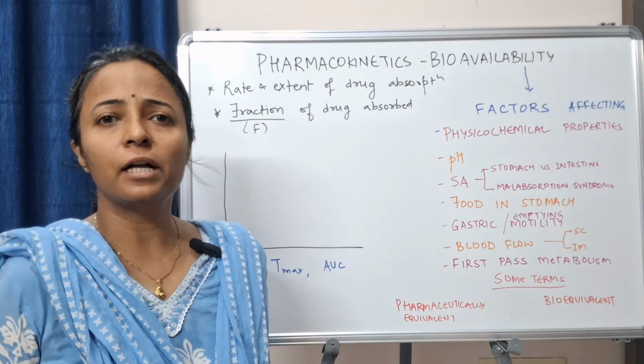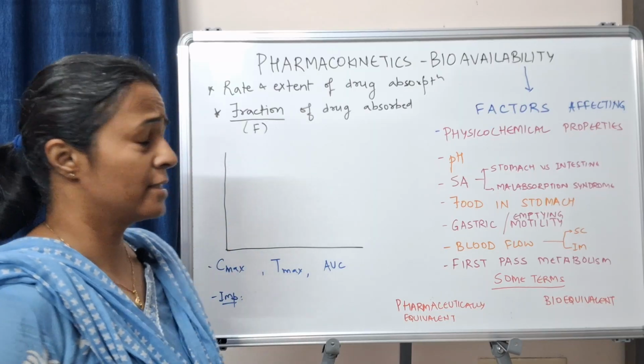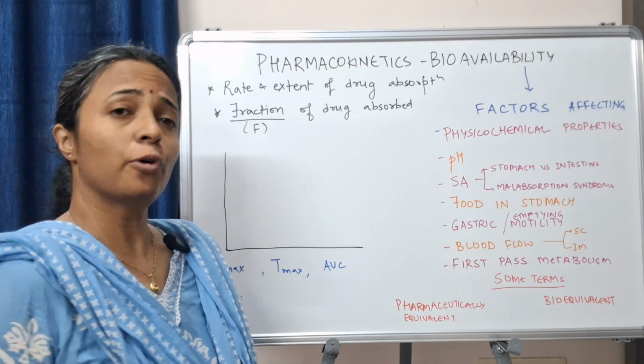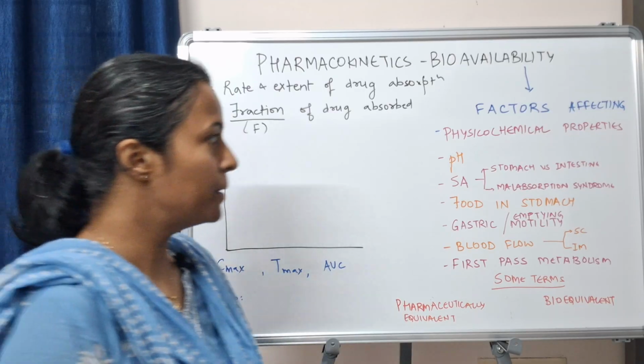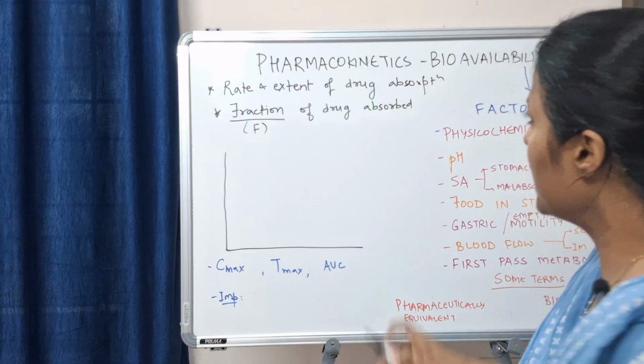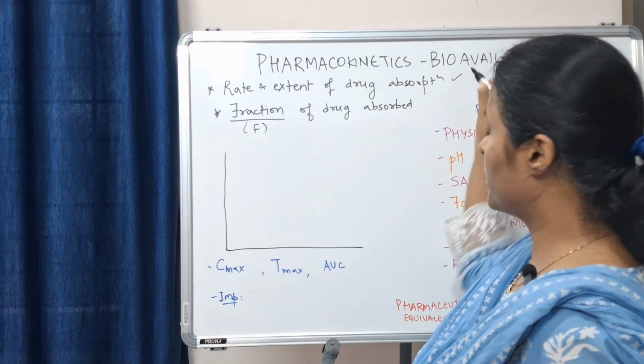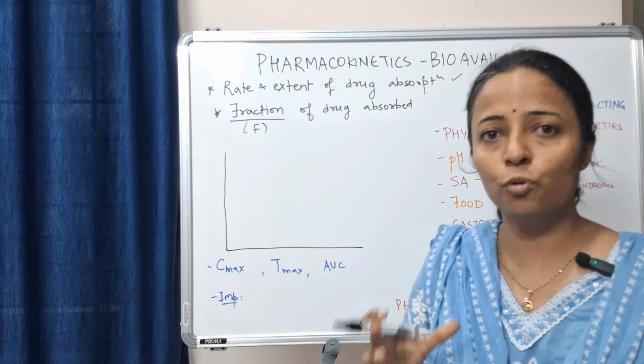In this video, we will continue with our pharmacokinetics series. That is, today we will talk about bioavailability. So, bioavailability in simple terms is rate and extent of drug absorption when given by a particular route.